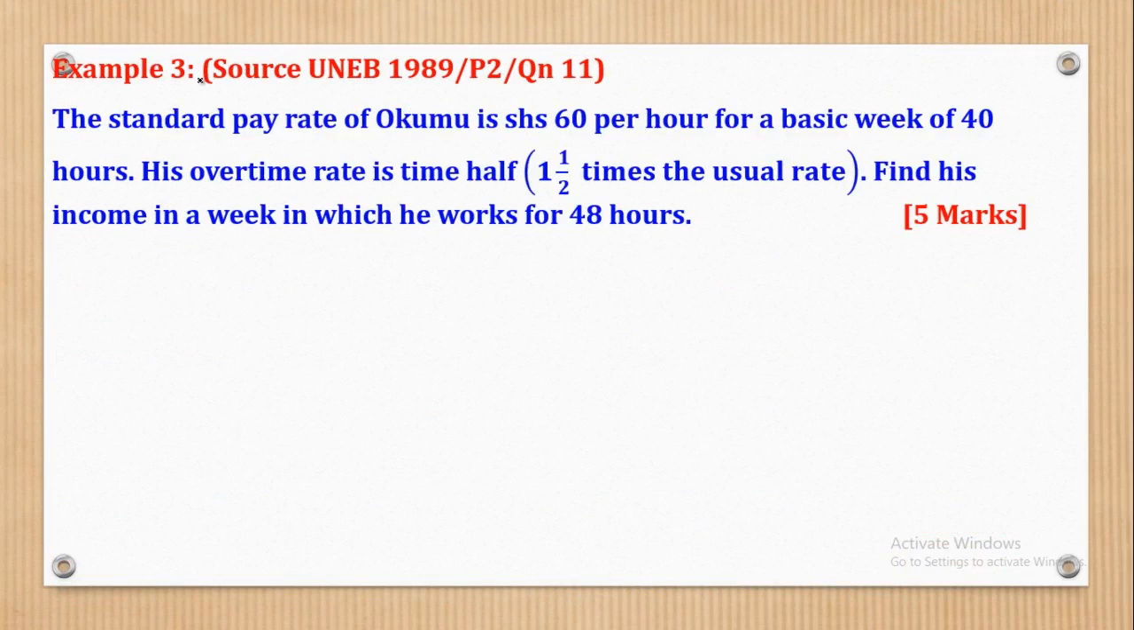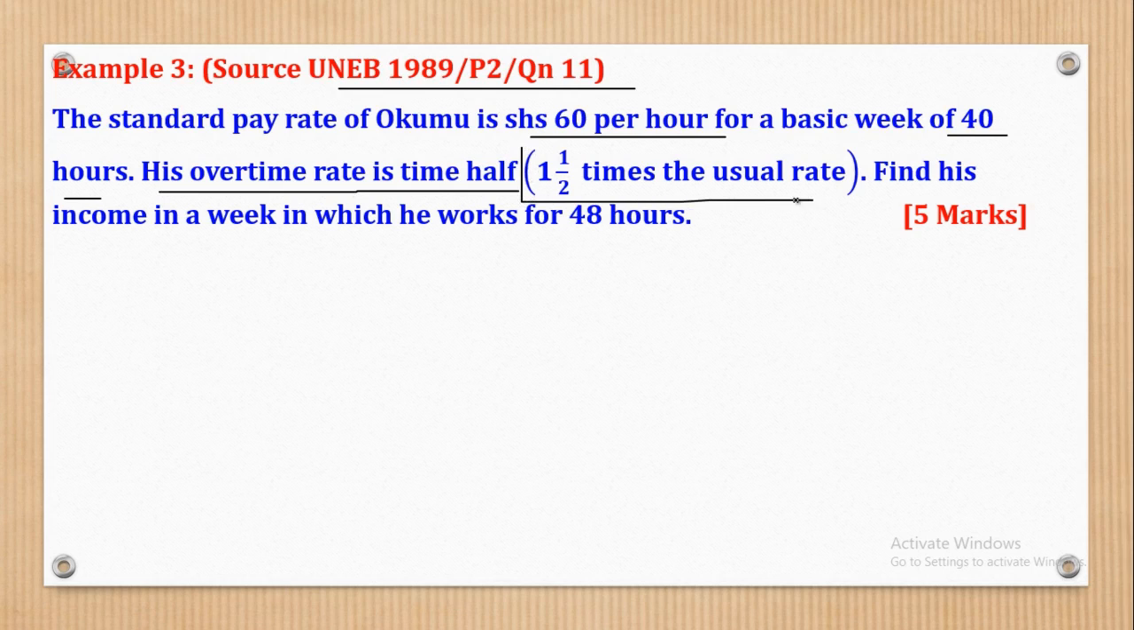Now we shall go to example 3. Example 3 came from UNEB 1989 paper 2 question 11, and it says that the standard pay rate of Okumu is shillings 60 per hour for a basic week of 40 hours. So know that word, basic week of 40 hours. His overtime rate is time and a half. Now that time and a half means 1.5 times the usual rate. Then they said find his income in a week in which he works for 48 hours.